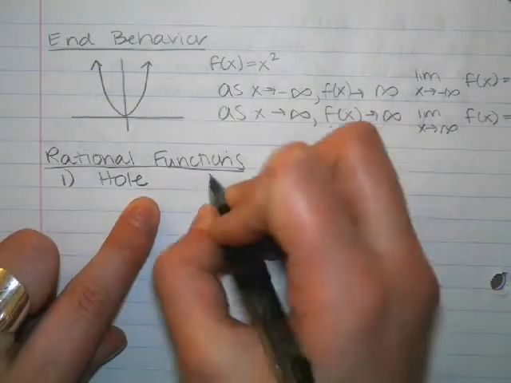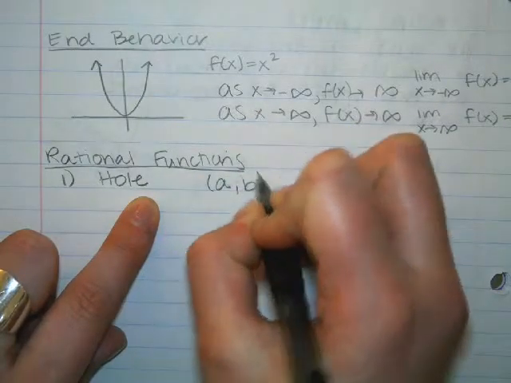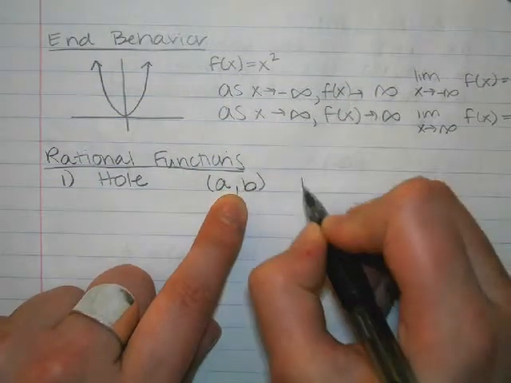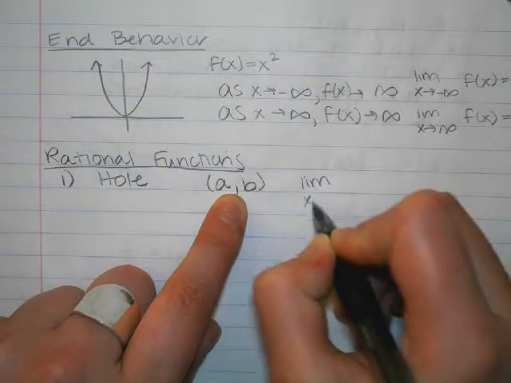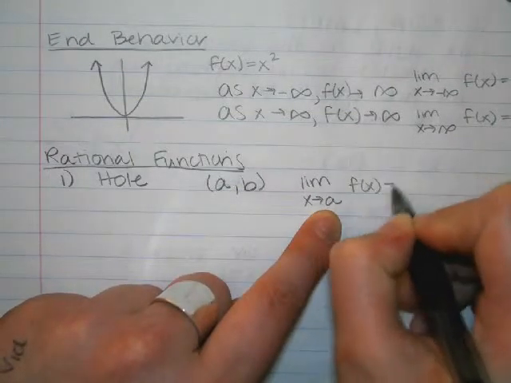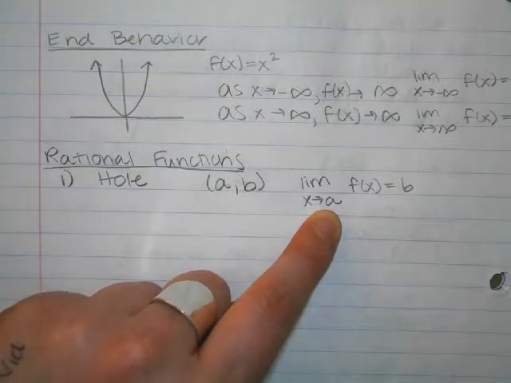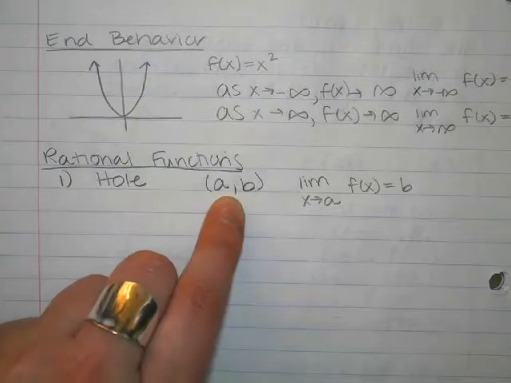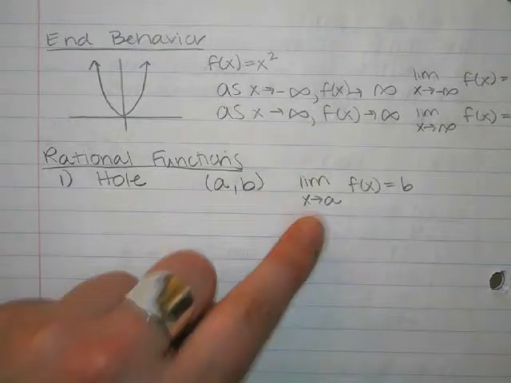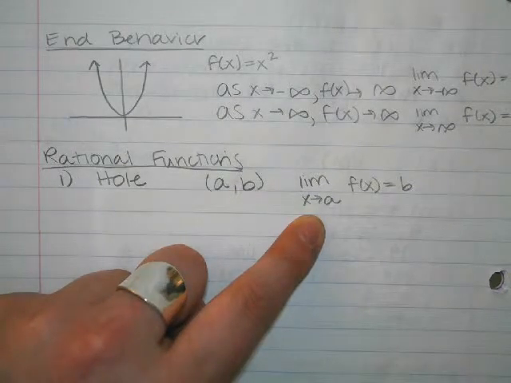So if your hole has an x coordinate of A and a y coordinate of B, then for this unit, you are always going to say the limit as x approaches A of the function is B. So the point (A, B) is not actually on the graph, and that's why I write it as a limit. Because it should be there, but it's not. It's missing.